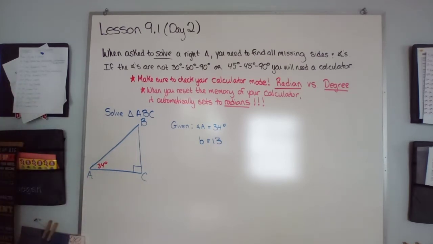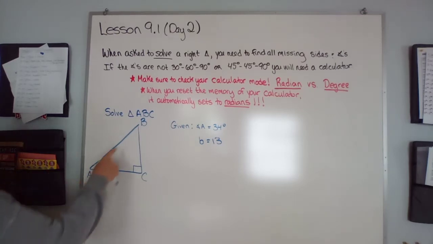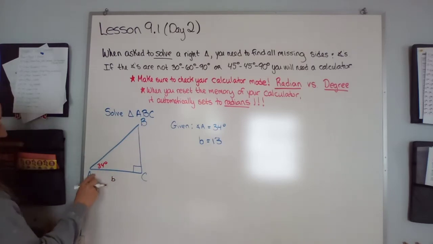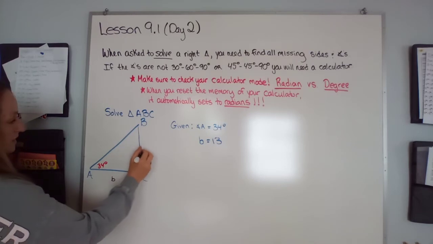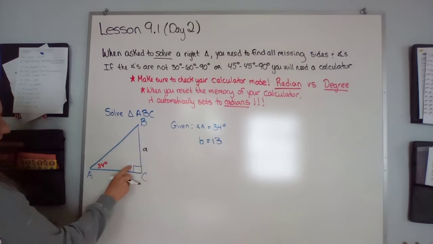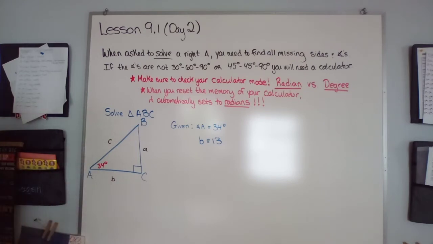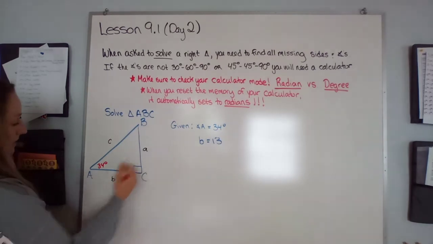Well, how do I know which side is side B? I believe we did this in one of our other chapters as well. If this is angle B, the side across from it, this is side B. Here I have angle A, the side across from it, that's little a, side A. And angle C across from it is side C. So that's how you determine which sides are A, B, C. So side B is given as 13.